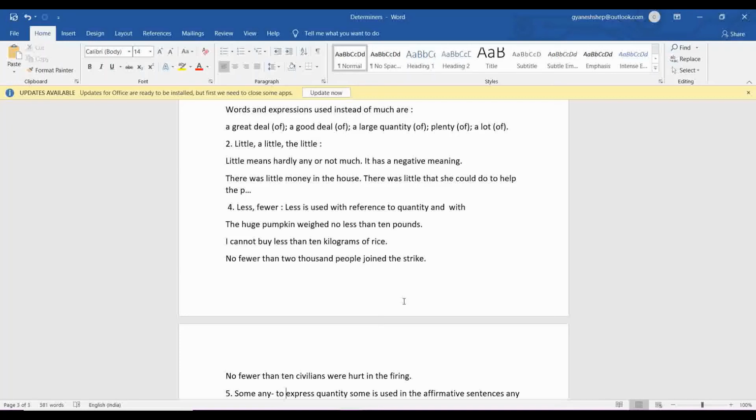Now, when we are talking about the little, suppose the huge pumpkin weighed no less than 10 pounds. Less and fewer: less is used in reference to quantity. So anything where we have to talk about quantity will be used in this way. The huge pumpkin weighed no less than 10 pounds. Not less than 10 pounds means it was more than 10 pounds. I cannot buy less than 10 kilograms of rice.